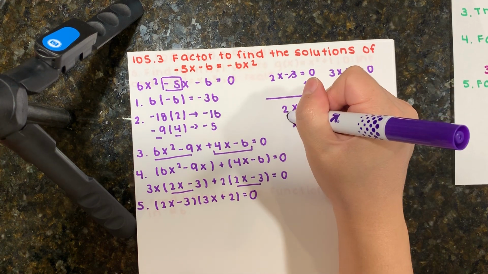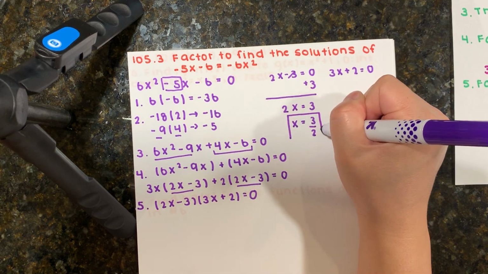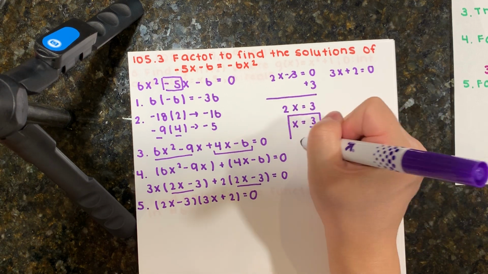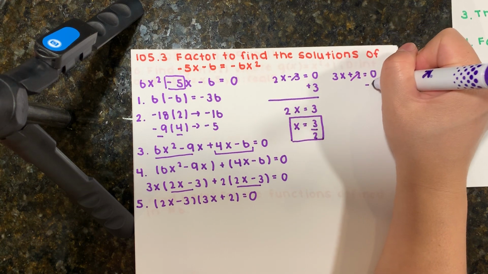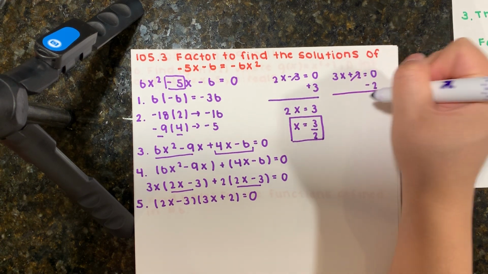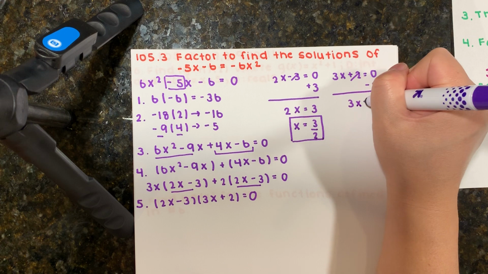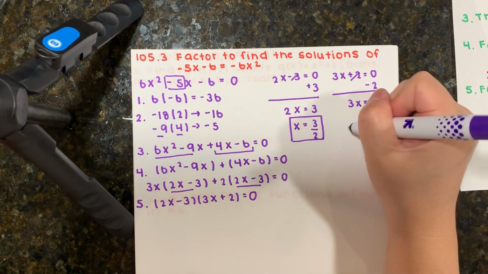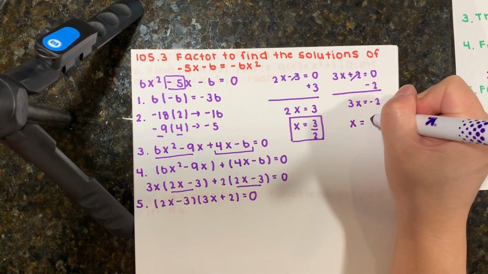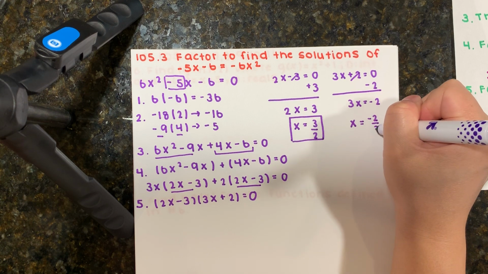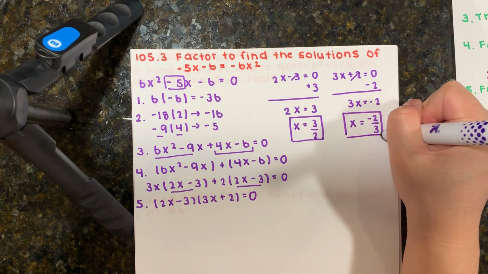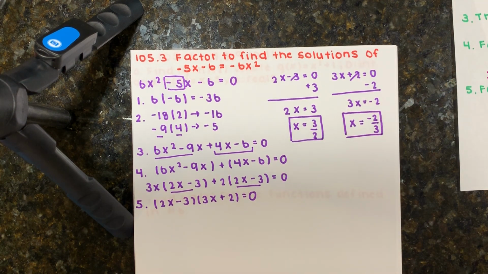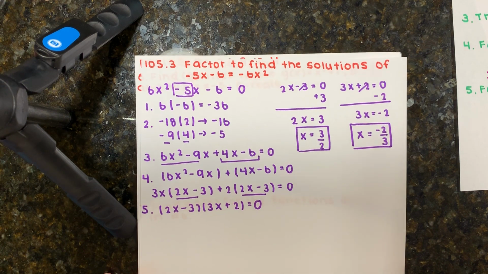So make sure you're reading the question carefully. This one actually said to solve, or factor to find the solution. So solving. This one, if I move the 2 to the other side, it becomes negative 2. So I have 3x equals negative 2. So therefore, x is going to be equal to negative 2/3. And those would be your two answers. So you have to factor, but you also have to find the solution. So that is 105.3, the example.